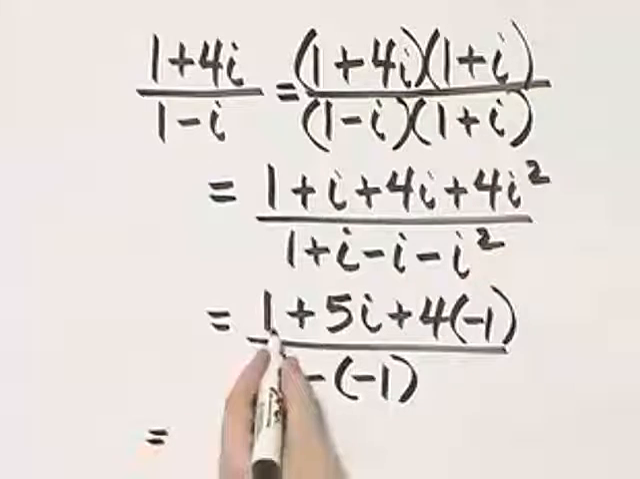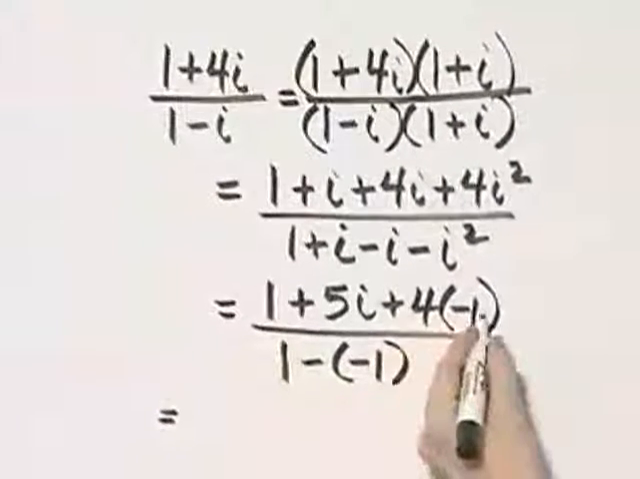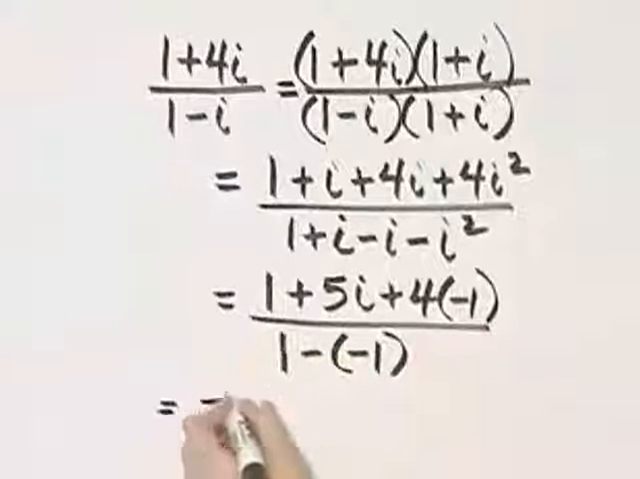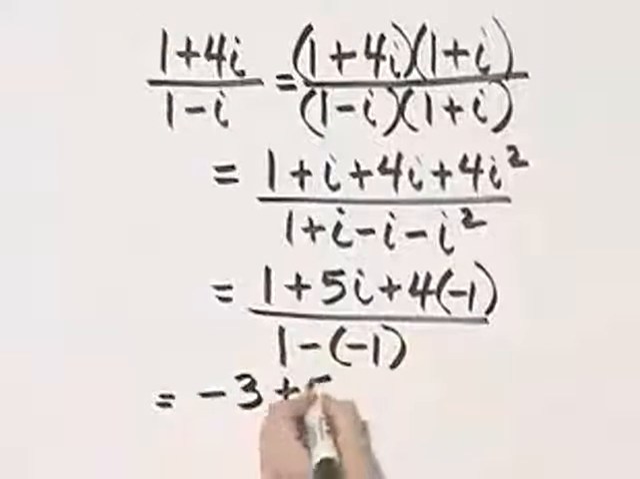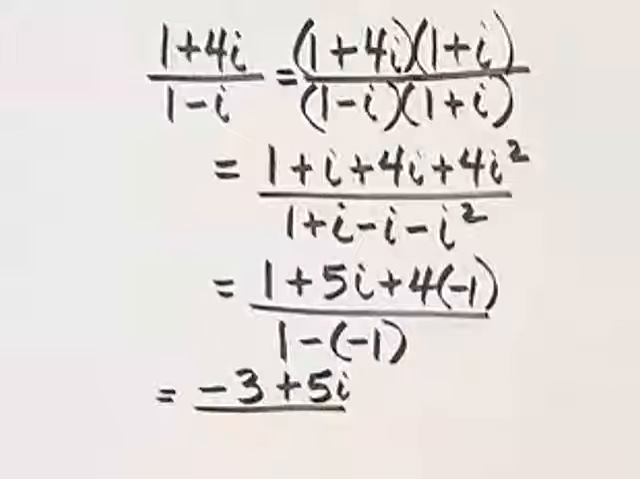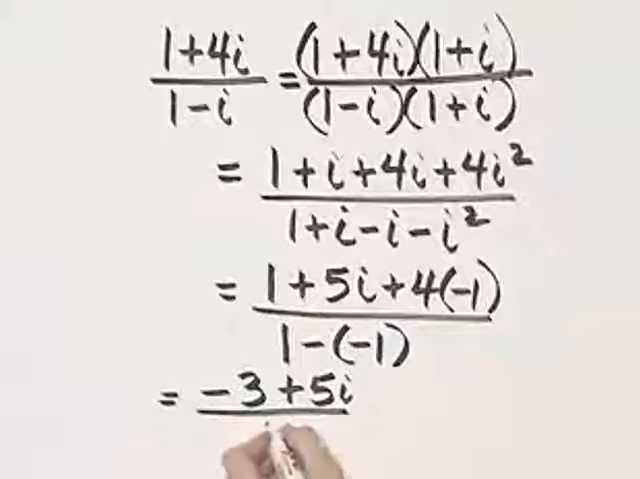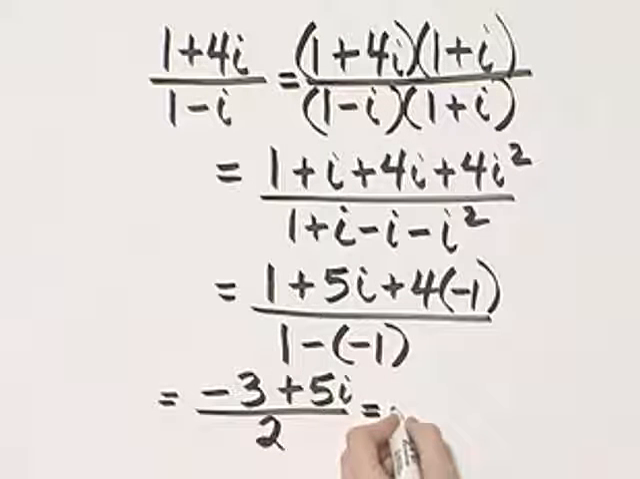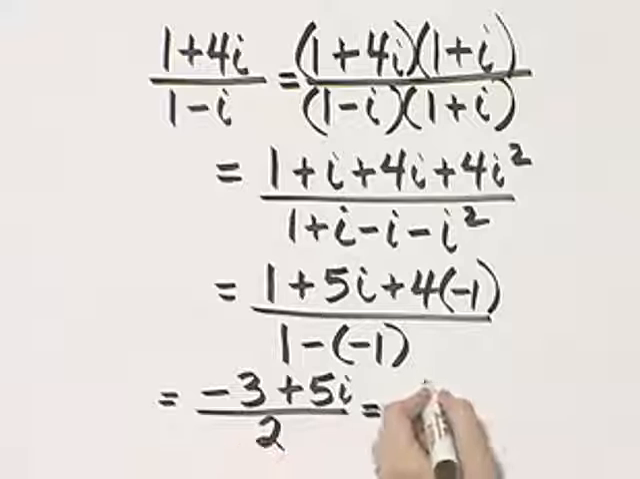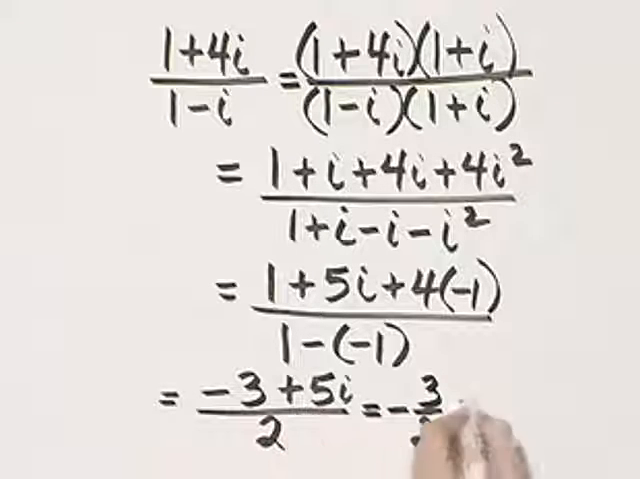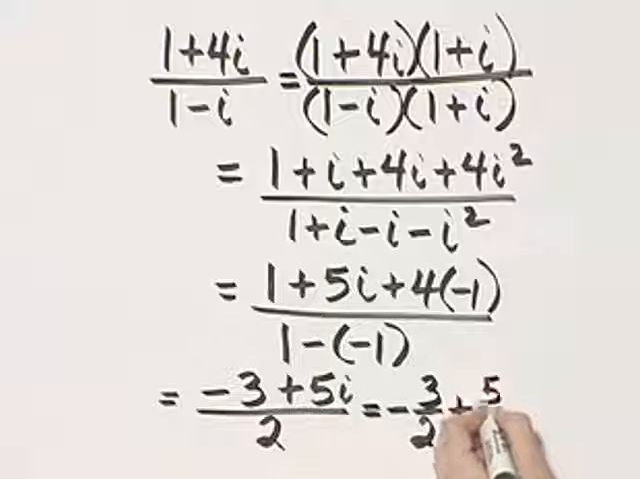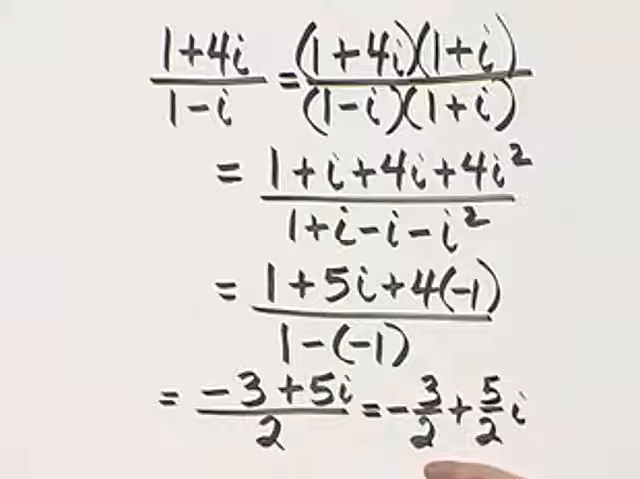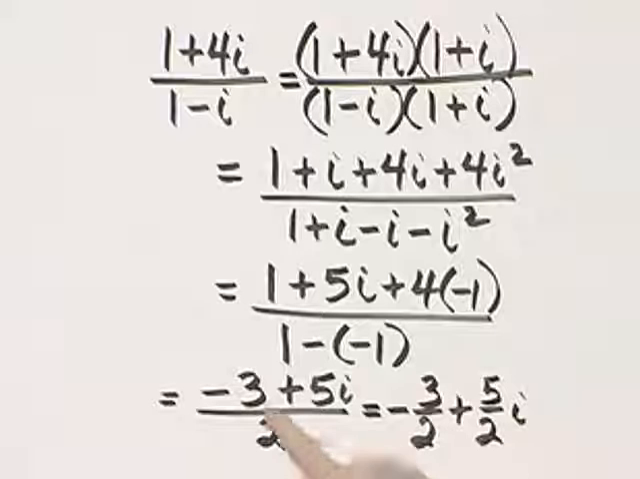So let's see what we have. We have 1 minus 4, that's negative 3, plus 5i, all over 1 minus a negative 1, that's 1 plus 1, or 2. If you'd like, you can leave it like that, check with your instructor, or he or she may want it written as negative 3 over 2 plus 5 over 2 i. That's actually in the form a plus bi. So that's negative 3 over 2 plus 5 over 2 i.